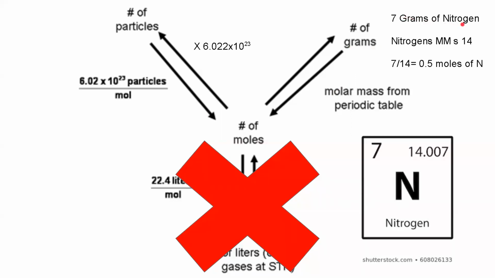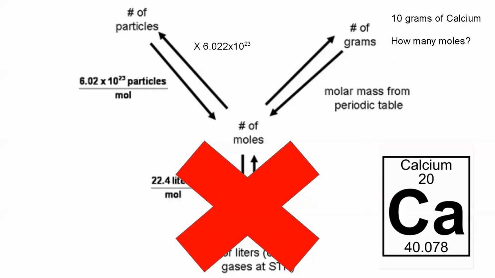7 grams of nitrogen, for example, if you had that, you would just divide it by the molar mass in the periodic table. So you would take 7 grams divided by 14 because that's nitrogen's molar mass, and then you'd get 0.5 moles of nitrogen. Basically, moles is just grams divided by molar mass. And we've just practiced doing molar mass, so that shouldn't be a problem.